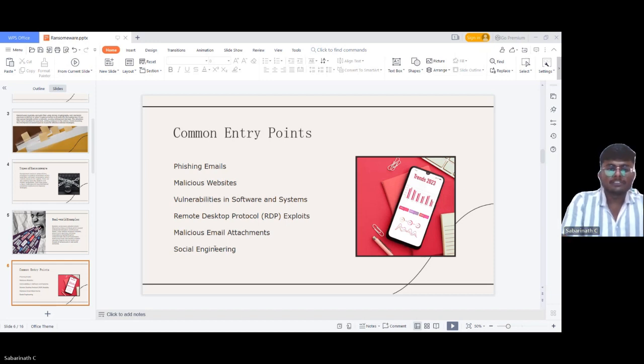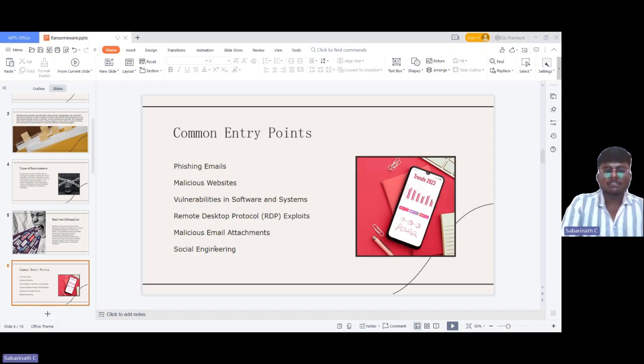Emails. Phishing remains one of the primary vectors for ransomware attacks. Cybercriminals craft deceptive emails containing malicious links or attachments. Unsuspecting users who click on these links or open attachments inadvertently introduce ransomware into their systems.